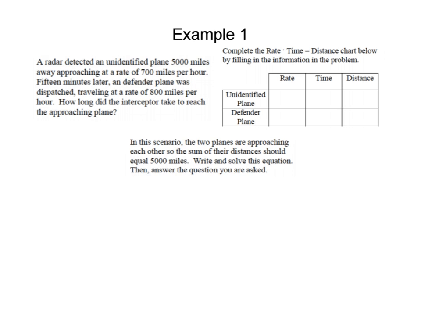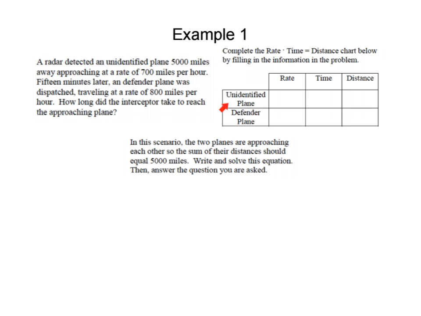Let's look at a more complicated example. So, a radar detected an unidentified plane 5,000 miles away, approaching at a rate of 700 miles per hour. 15 minutes later, a defender plane was dispatched traveling at a rate of 800 miles per hour. How long did the interceptor take to reach the approaching plane?